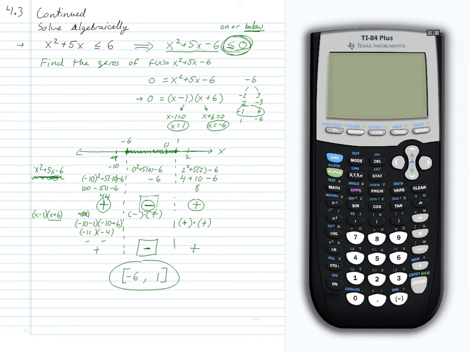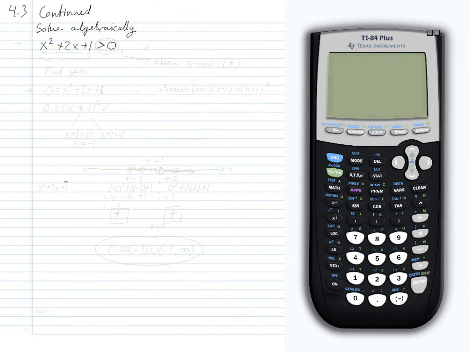Once you know the signs, then refer back to the inequality to determine which sign is the one you want. In this case, we wanted to be less than or equal to 0, so we wanted the negative parts of the parabola. Let's look at one more of those just to see how those go. So here, we're actually going to go back and solve the first inequality that we looked at in this section. This time, however, we're going to do it algebraically.